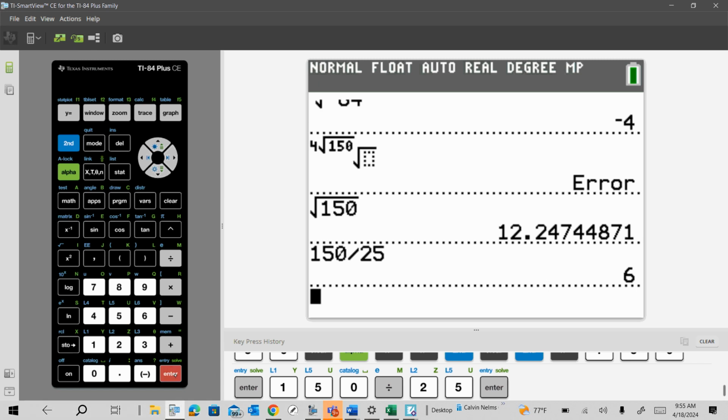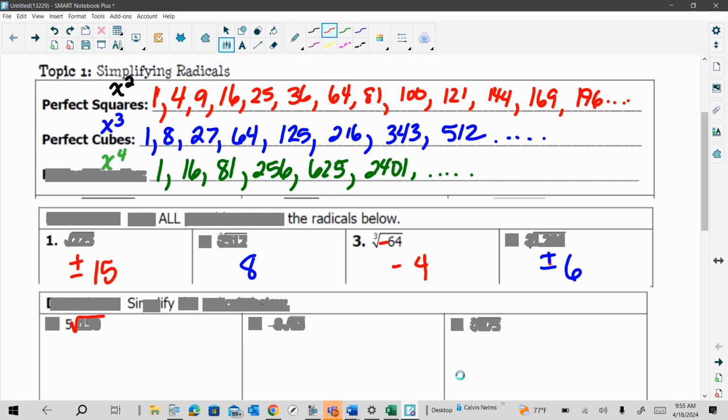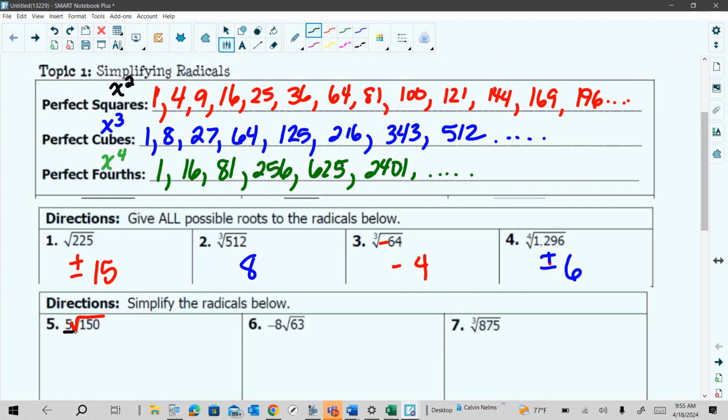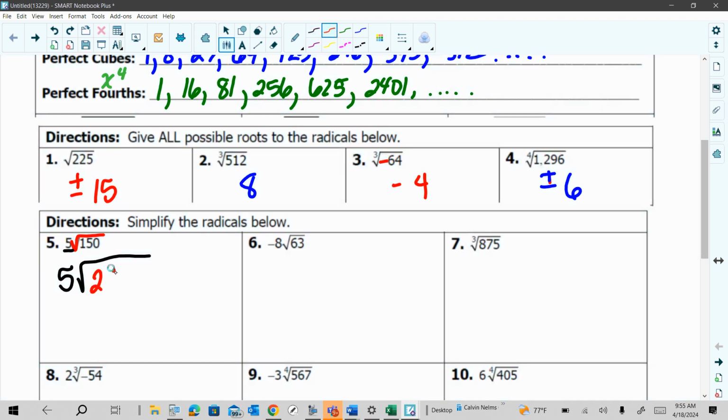So when you divide it, you can't get decimal answers. So we're going to break this down. What's outside the radical, this 5 here, will stay outside that radical. We're just going to show the factors. This is how you can receive partial credit. This was 25 and 6. Okay. Show the factors. So write that down.